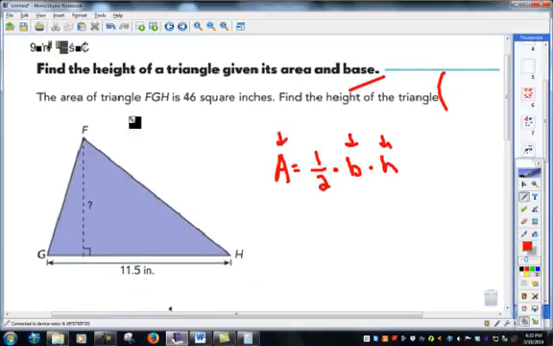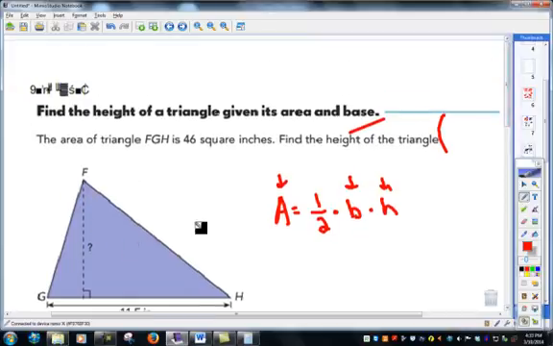Okay, so it said the area of triangle FGH. And by the way, I don't know if you guys are familiar with this, just to make sure. When they do that, like triangle FGH, they just give letter names to each vertex, which is just each point where two sides come together of a polygon.